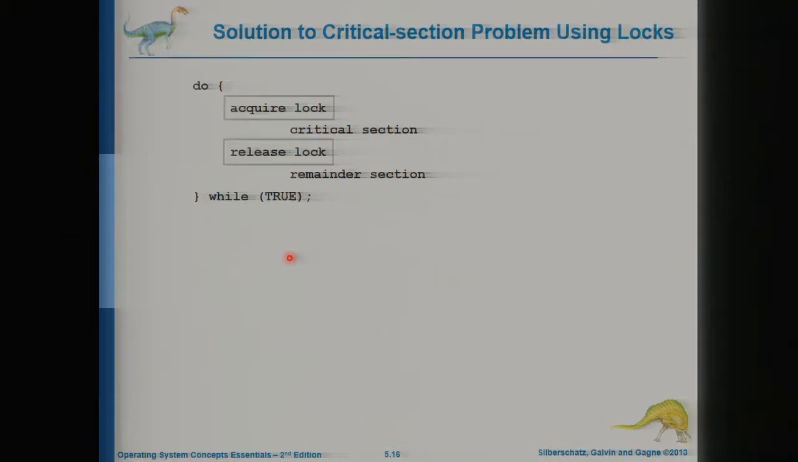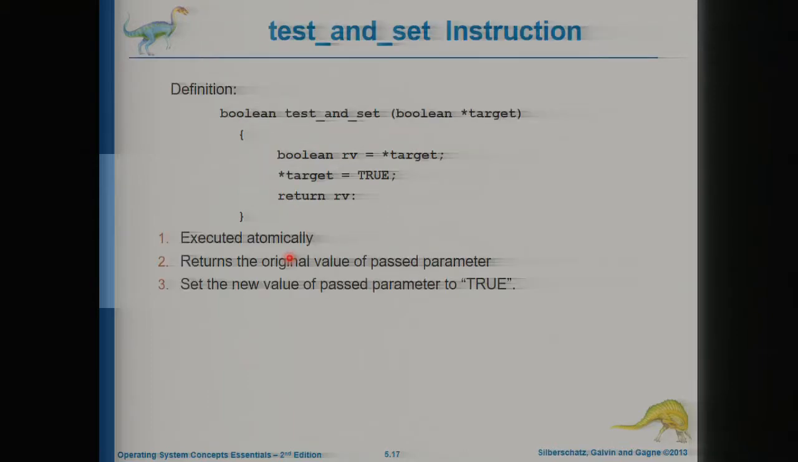So in that way we are achieving this. So this is test and set. This is the method wherein we are taking a value, the target value, and assigning that target value to a Boolean variable RV, then setting the target equal to true, and then returning RV.